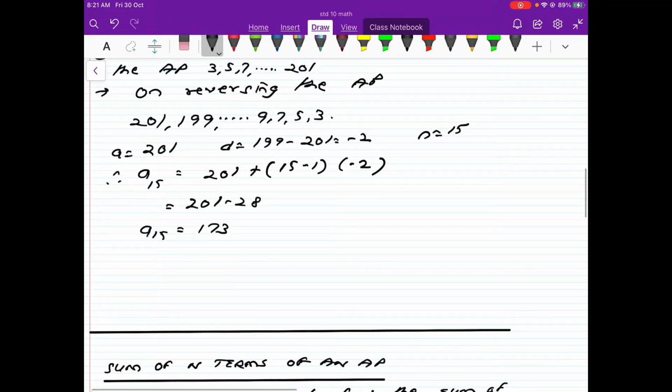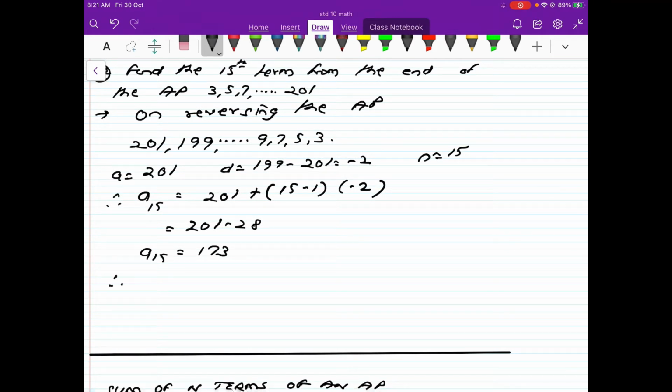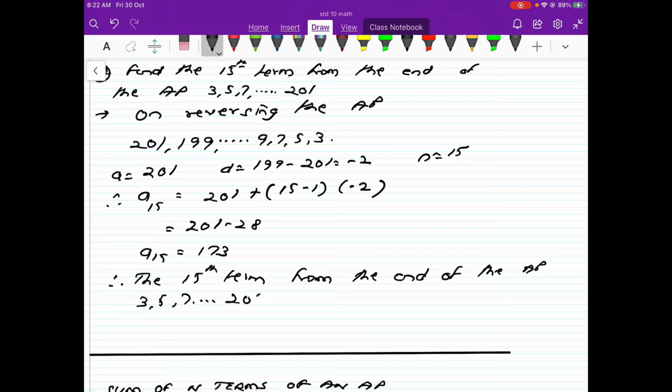So I will get a15 as 173. Now, when you are writing the statement, we will write: therefore the 15th term from the end of the AP 3, 5, 7 up to 201 is 173. That's your answer. So this is how we find the nth term from the end in an easy way.